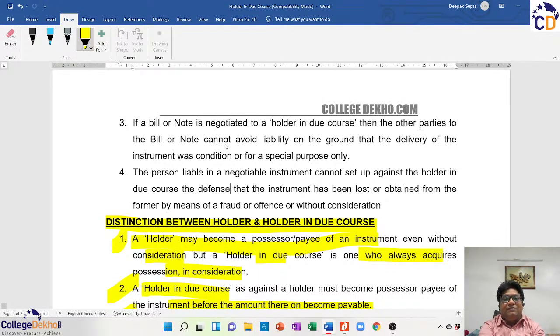So the Act says if the instrument lies with the holder in due course, then the payer has to pay. He cannot deny the payment, citing the reasons that the special purposes are not served. That is, holder in due course becomes another exclusive right to receive the payment. ठीक.